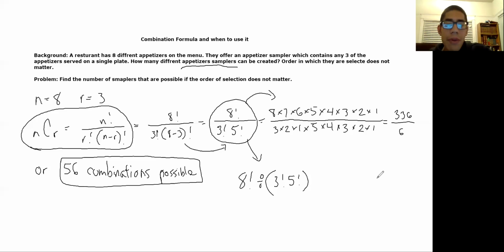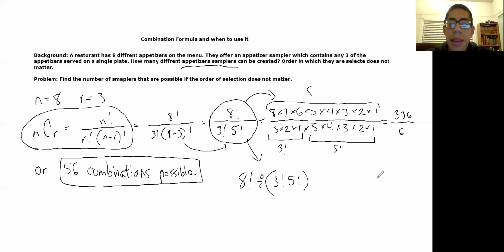The bottom, where it says 3 factorial, is represented right here, right? That's 3 factorial, 3 times 2 times 1. And the other one, 5 factorial, are these. This whole thing is represented by 8 factorial. Now you know where all those numbers expanded into those.